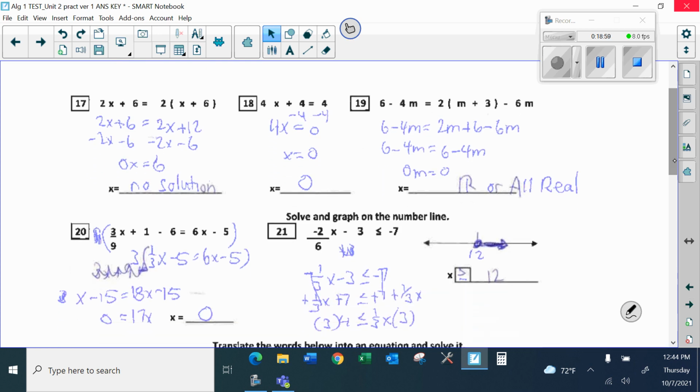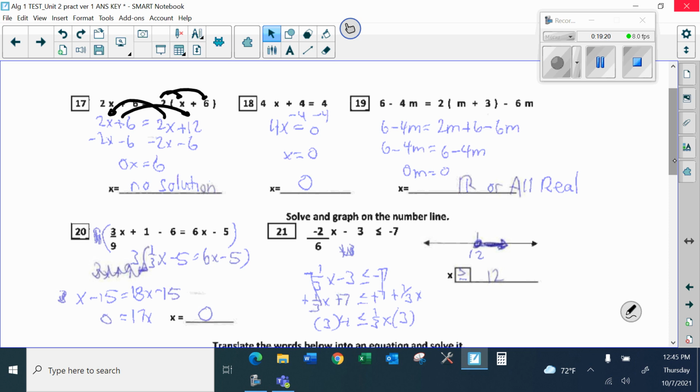We have distributive property here. Okay, so I get 2x plus 12 equals 2x plus 6. Subtract the 2x's across. Subtract the 6 across. Okay, and you get 0x equals 6. Can 0 times any number ever equal 6? No, so the answer is no solution.